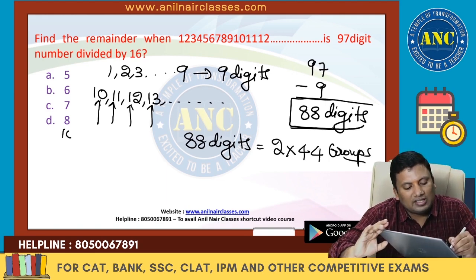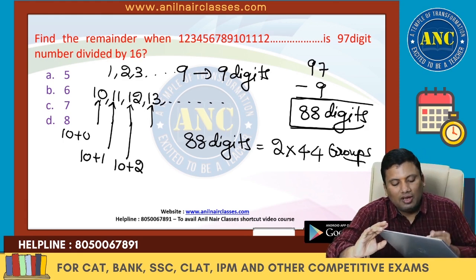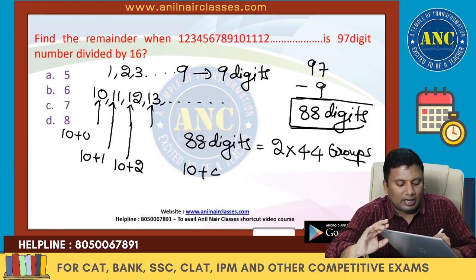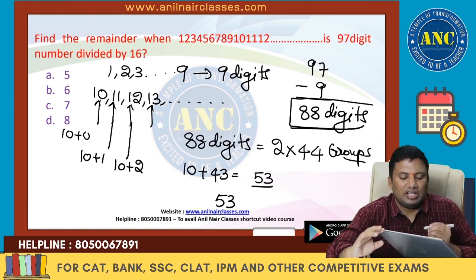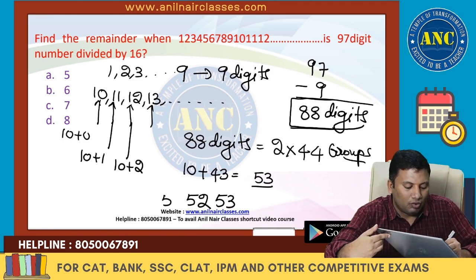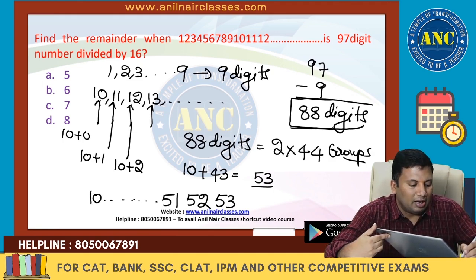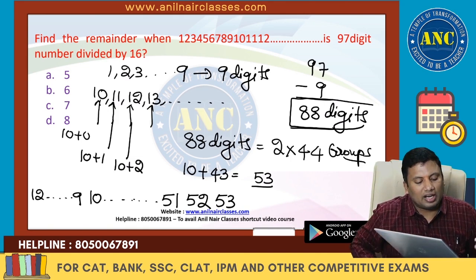First group is 10 plus 0. Second group is 10 plus 1. Third group is 10 plus 2. 44th group is nothing but 10 plus 43, which is nothing but 53. Last number which I wrote is nothing but 53. The number before is 52, then 51. This will start from 10 and before 1 it is nothing but 129. Now, if you think logically also, you will get the answer.